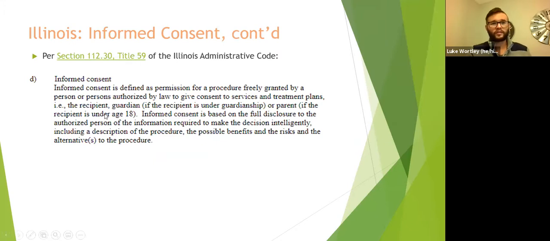So the definition of informed consent, which is pretty similar to Indiana's, is any permission for a procedure freely granted by a person or persons authorized by law to give consent to services and treatment plans.